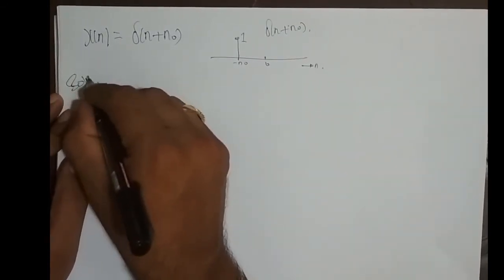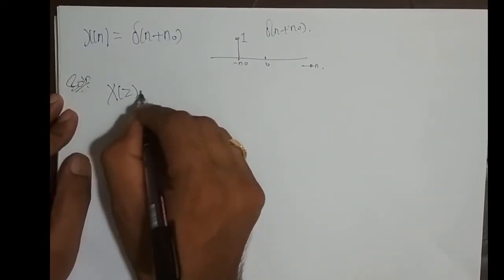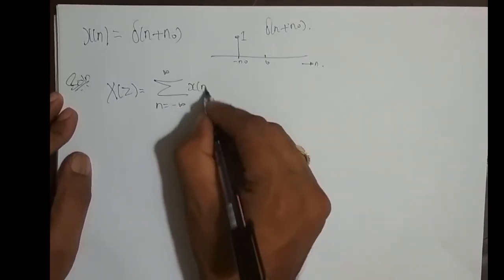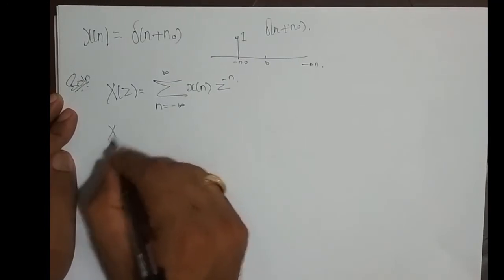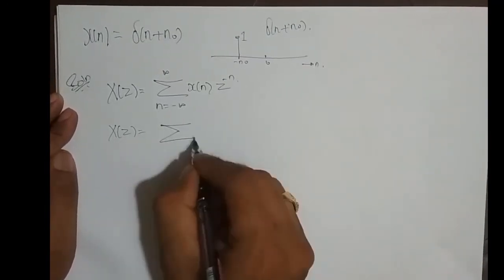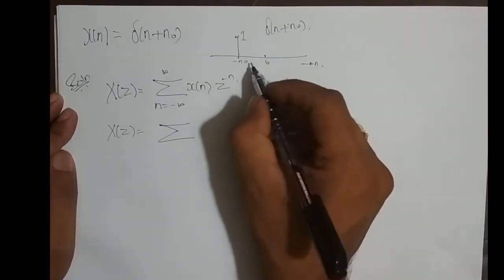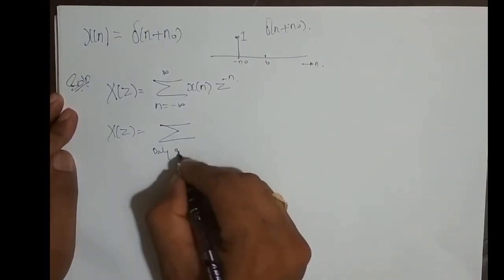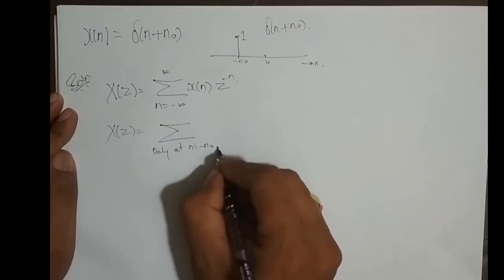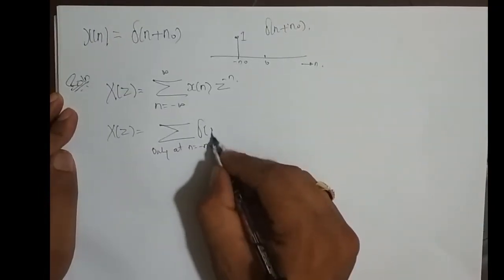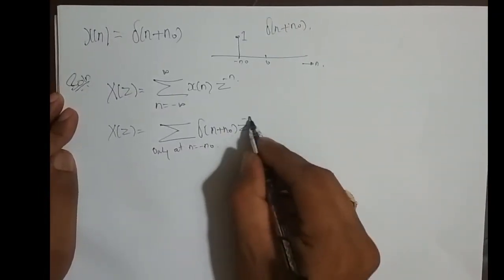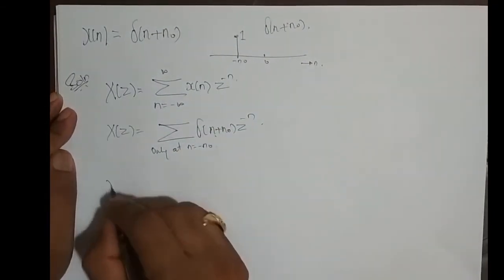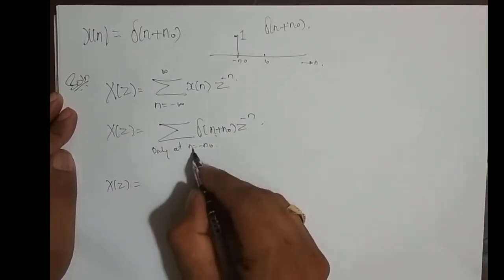So solution. What is the formula? X of z is equal to summation n varying from minus infinity to infinity x of n z power minus n. So this sequence has an amplitude only at n equal to minus n naught, right? What is the sequence? Delta of n plus n naught, times z power minus n. So given the sequence x of n, into the left out term z power minus n. So x of z equal to, I apply the value of n and I remove the summation.